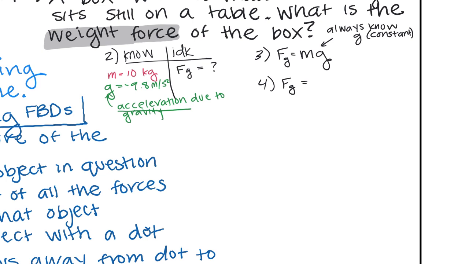Fg is equal to the mass, which is 10 times G, which is negative 9.8. If you multiply those together, you should get a force of gravity, or the weight force, equal to negative 98 newtons. And again, that negative sign is important. That indicates that negative 98 newtons is acting on you on the surface of the Earth.